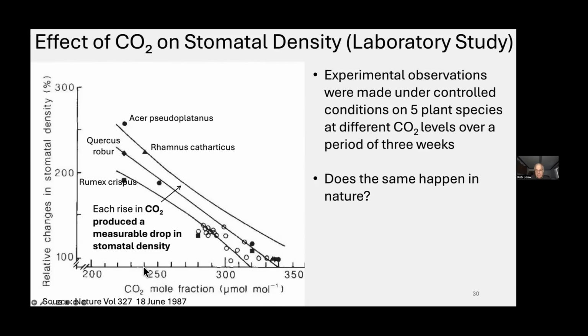If you take carbon dioxide concentrations down here to about 220 parts per million, and then raise it up to nearly 350, you can see this line slopes down quite steeply. And this happens immediately. Plants are growing in a richer environment. It doesn't take time to develop. These plants were only 3 weeks old. So the question is, does the same happen in nature?